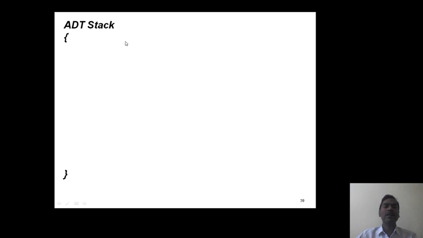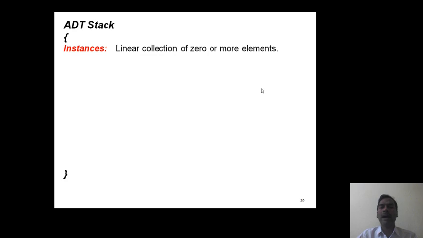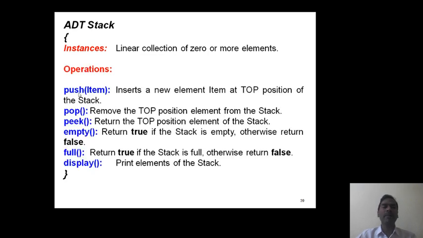Now observe abstract data type for stack. So here in abstract data type, the instances are linear collection of 0 or more elements and operations are push, pop, peek, empty, full and display operations.